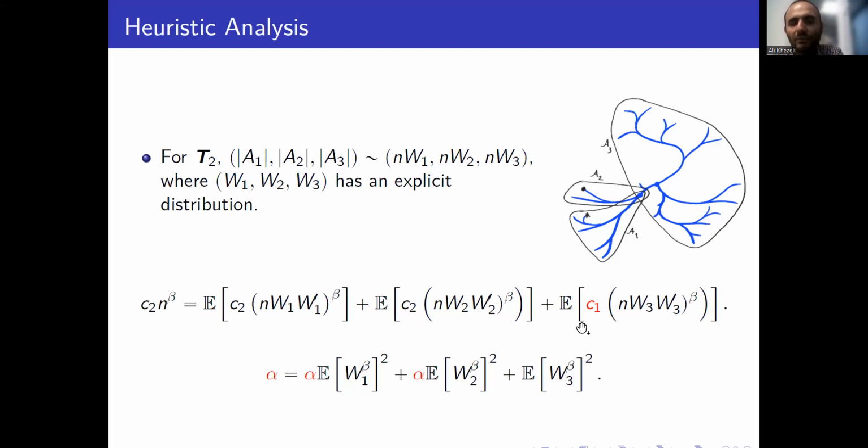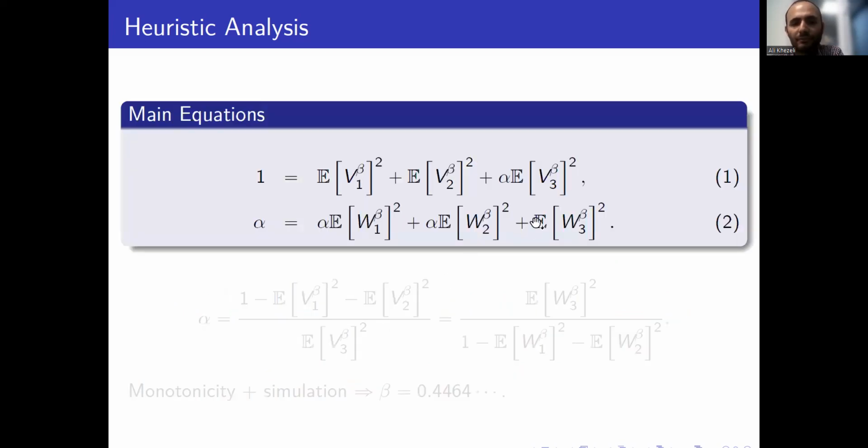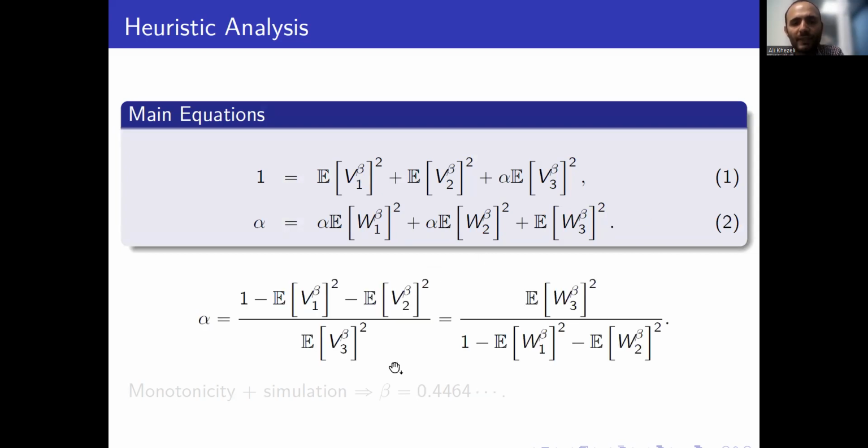So if we divide by C1 into the beta again, we obtain another equality. Now we have two equations in alpha and beta. Hopefully in alpha it is linear, so we can solve it in alpha. Now we have one equation in beta, which I solve using simulation because by monotonicity, we can use simulation easily to find the value of beta that satisfies this, and the value is the bound 0.44 that I have obtained.